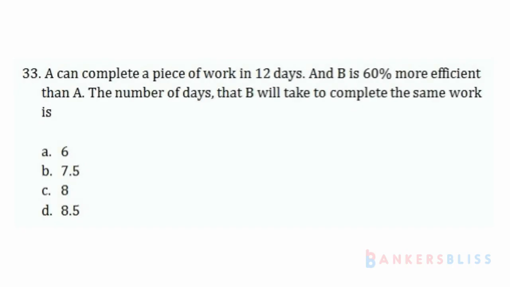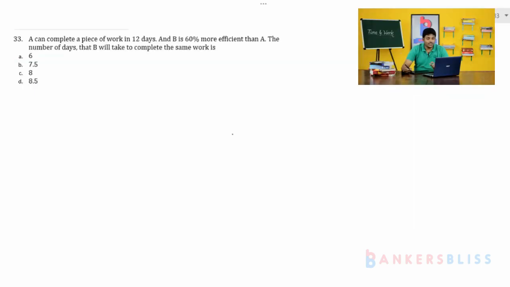A can complete a piece of work in 12 days and B is 60% more efficient than A. The number of days that B will take to complete the same work is... See, this problem is related to efficiency. See here, B is 60% more efficient than A. If A is 100% efficient, then B will be 160% efficient because B is 60% more than A.